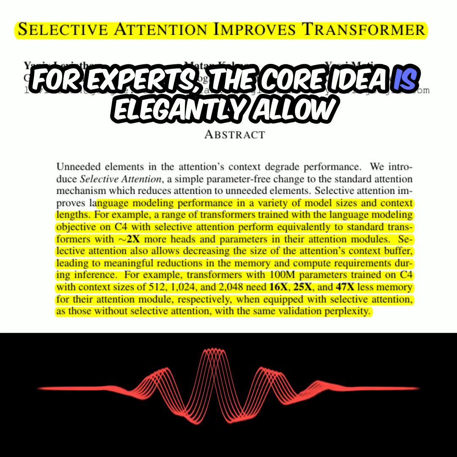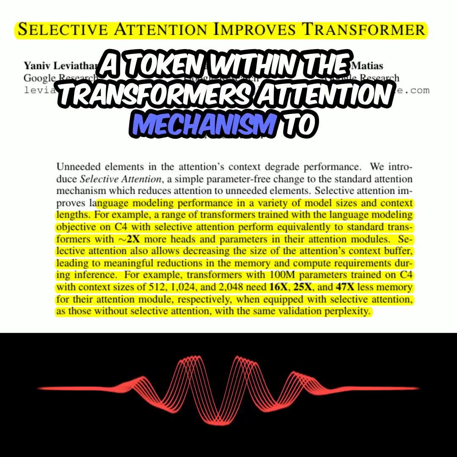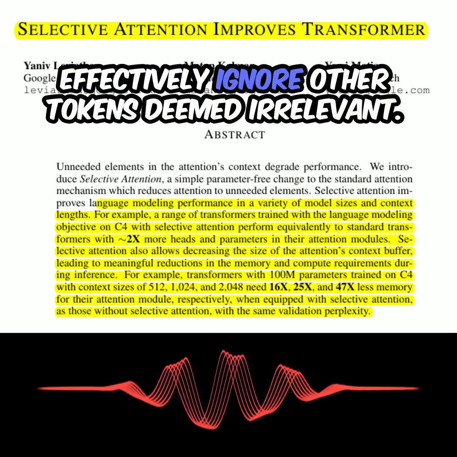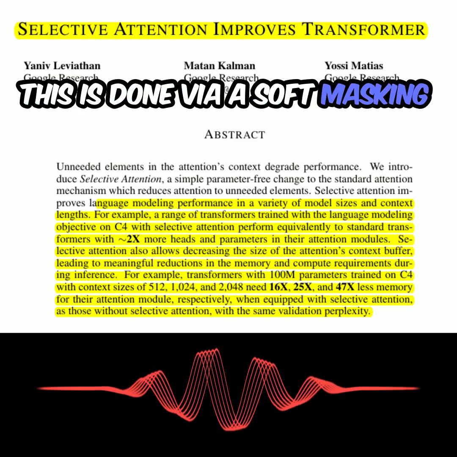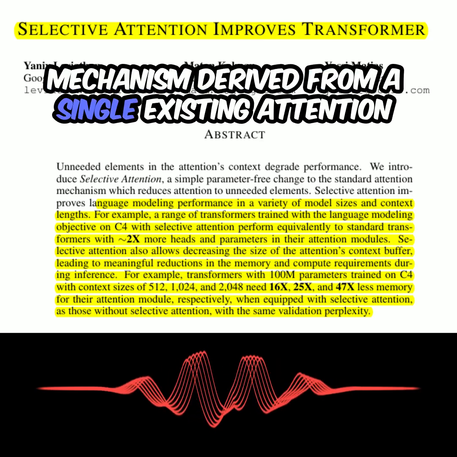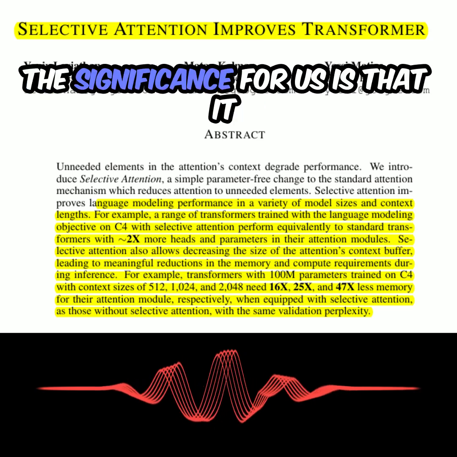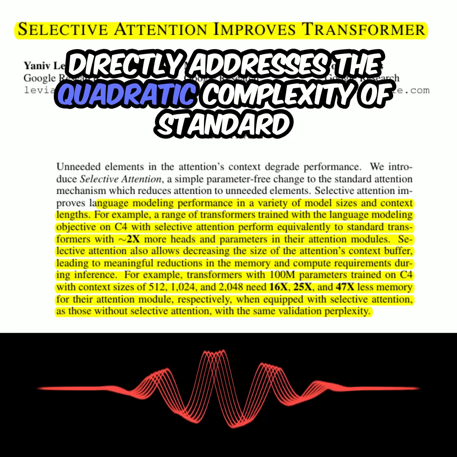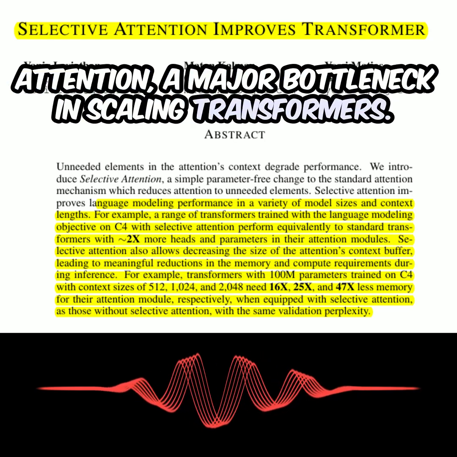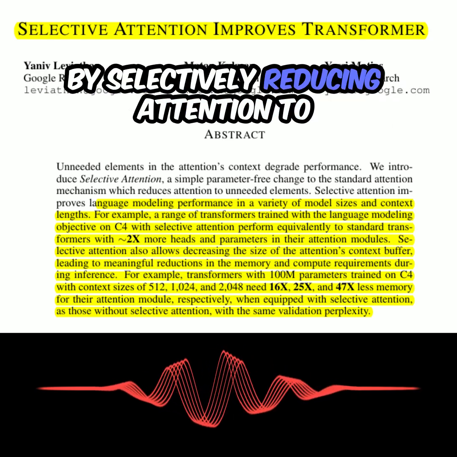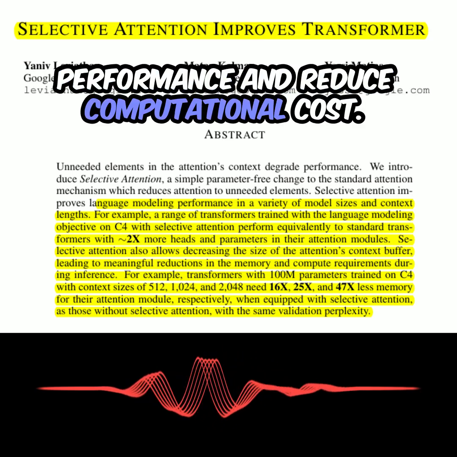The core idea is elegantly simple. Allow a token within the transformer's attention mechanism to effectively ignore other tokens deemed irrelevant. This is done via a soft masking mechanism derived from a single existing attention head, adding no new parameters. The significance for us is that it directly addresses the quadratic complexity of standard attention, a major bottleneck in scaling transformers. By selectively reducing attention to unnecessary elements, we can improve performance and reduce computational cost.